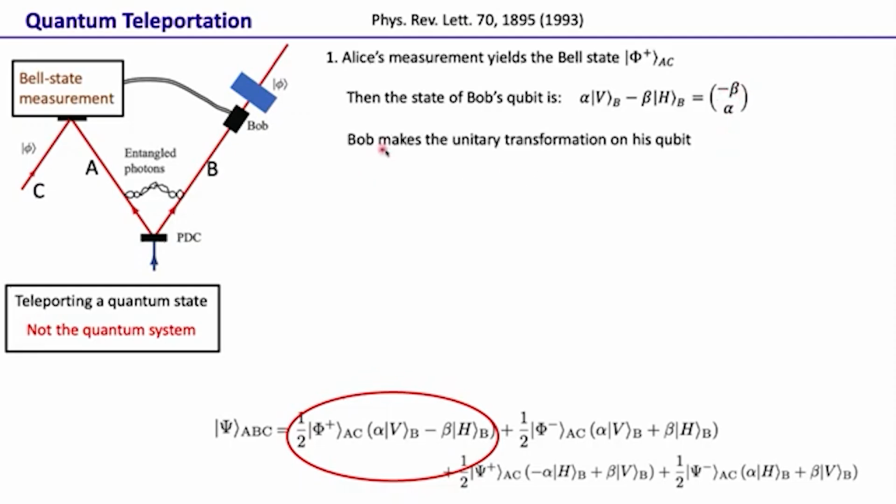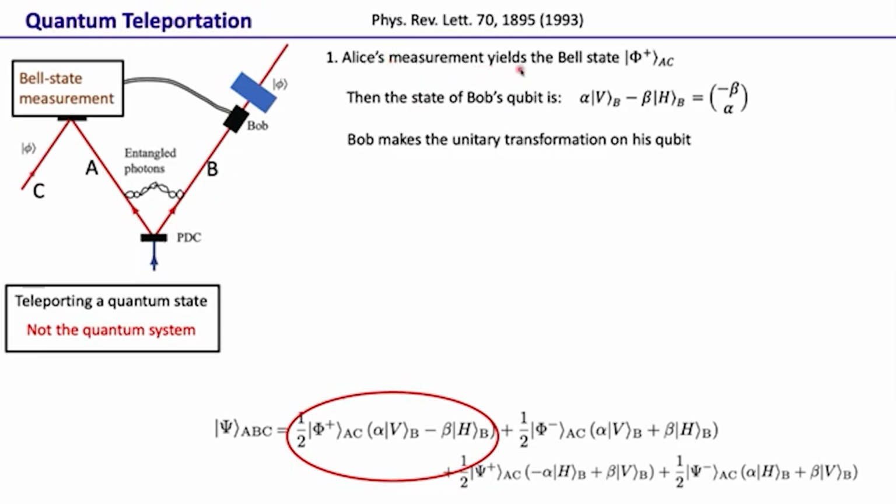Now Bob makes a unitary transformation on his qubit. So remember, both Alice and Bob know which particular Bell state, phi AB or psi AB, they started with. So that knowledge they have. The only thing they don't know is what this state phi psi is.